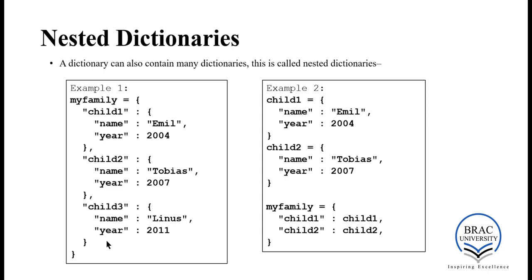Nested dictionary: what does nested mean? Nested means something inside something. A dictionary can also contain many dictionaries. This is called a nested dictionary. That means a dictionary inside a dictionary.